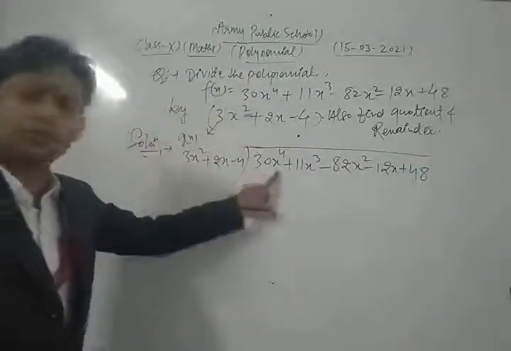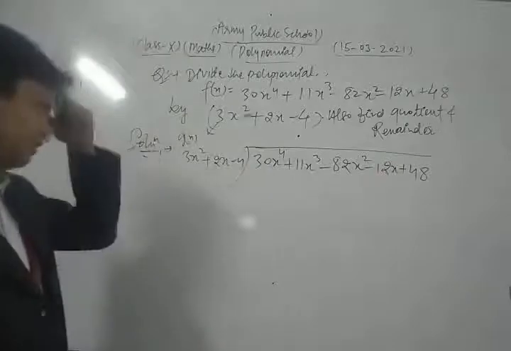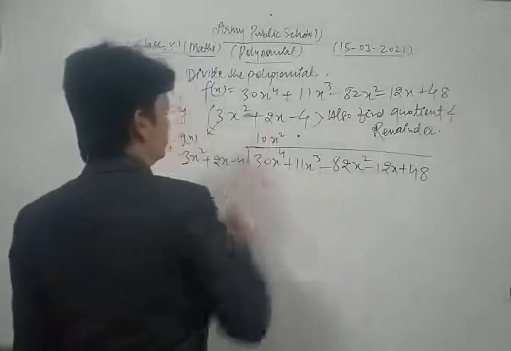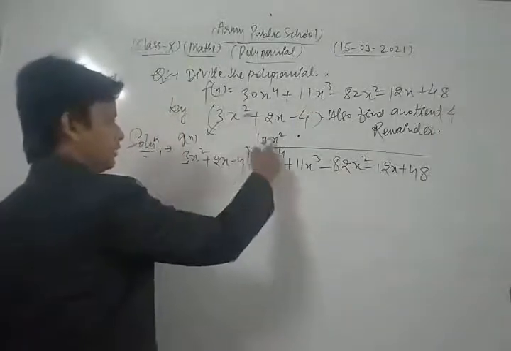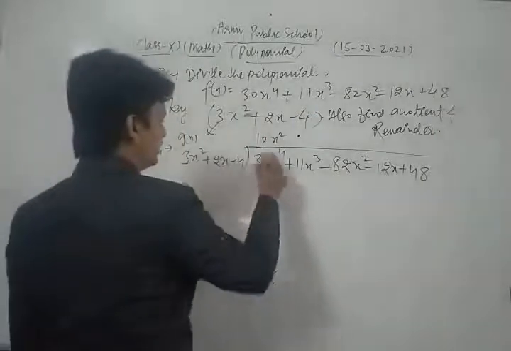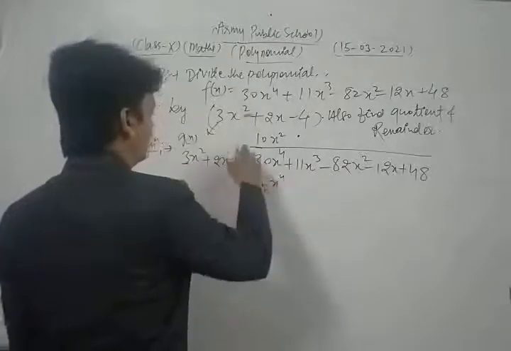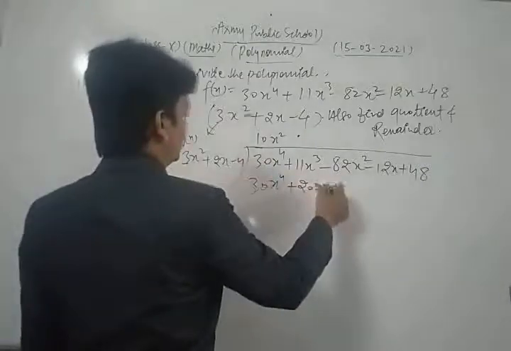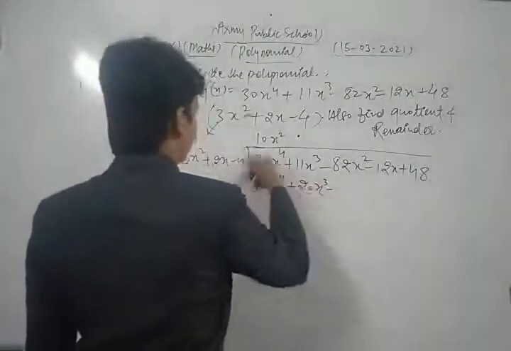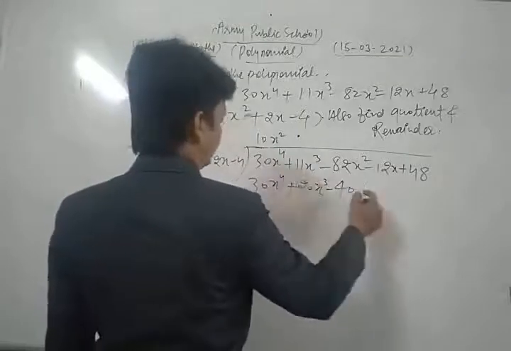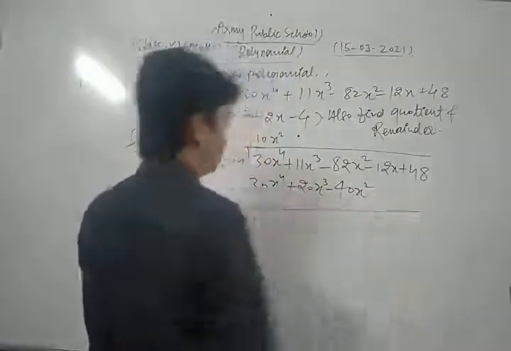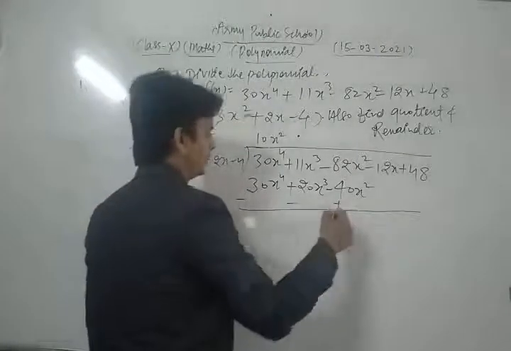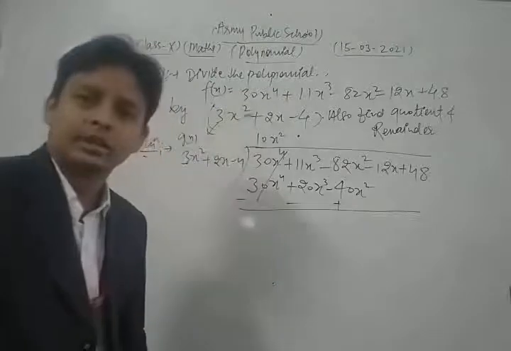Now this is 30x to the power 4. So we multiply by what? How many times do we take? 10x square times. Okay, now 10x square times we take: 10 threes are 30, this is x to the power 4, plus 10 twos are 20x cube. Now minus, 10 fours are 40x square. Now what I do, dear friends, we convert the sign, minus to plus. So this cancels.